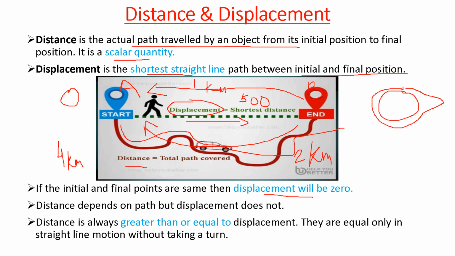Okay, so here are a few points regarding distance and displacement. The first point is, if initial and final points are same, then the displacement will be zero. The example can be a racing track. The second point is, distance depends on path, but displacement does not. Displacement doesn't have to do anything with the path. It is just a straight line between the initial point and the final point. But the distance is actually the actual path covered by a body while reaching from point A to point B.